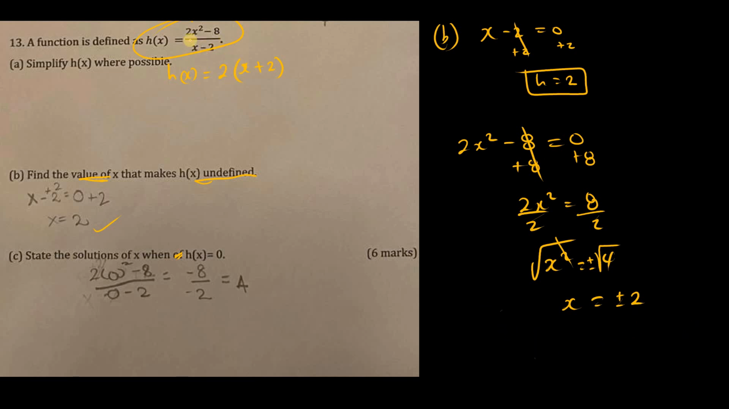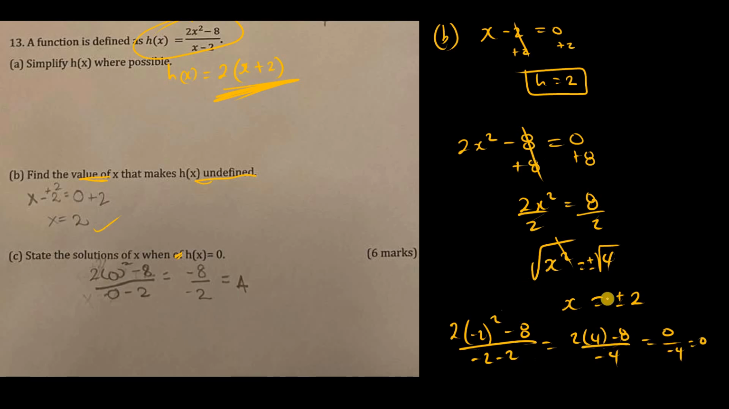I guess this is exactly the reason why it would be necessary to cancel out the denominator. So it is this one that we would need to set to 0. Let's use negative 2 this time and see. We have 2 times negative 2 squared minus 8 over negative 2 minus 2. This gives us 2 times 4 minus 8 over negative 4, which gives us 8 minus 8, which is 0 over negative 4, and this gives us 0. So only the negative 2 works.